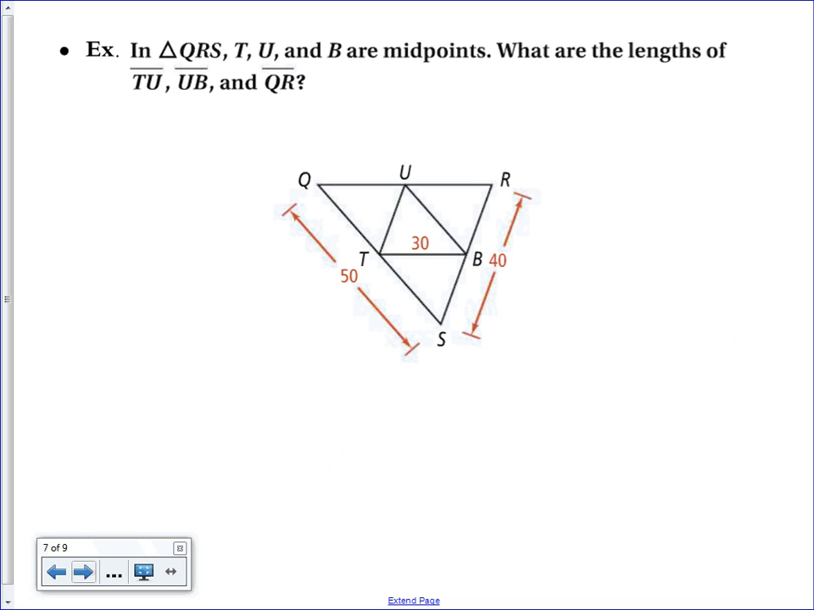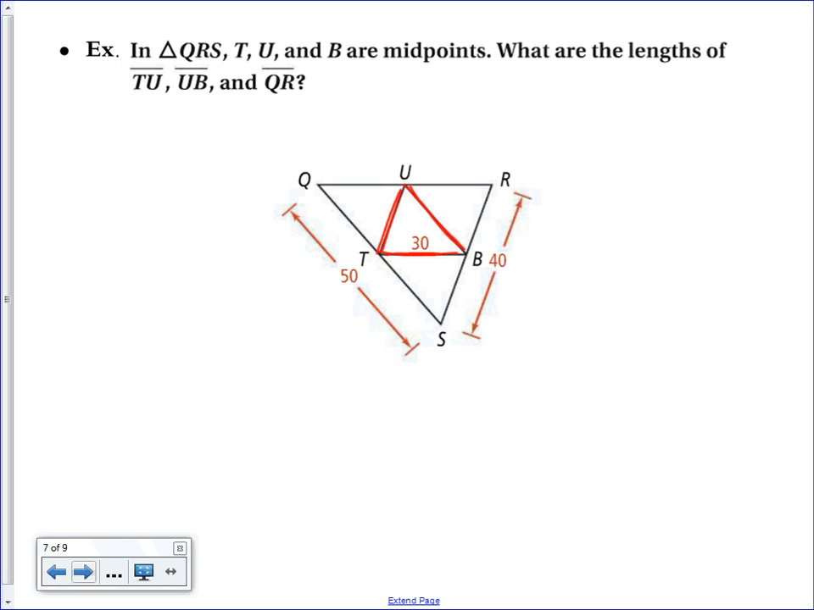We are given a triangle QRS, and then we're told that we have these midpoints T, U, and B. That means that all of the segments that connect T to U to B are the midsegments of this triangle. So like I showed before, every triangle has 3 midsegments. So the midsegments in QRS are segment TU, that's one midsegment, UB, that's another, and TB, that's another midsegment. What are the lengths of TU, UB, and QR is what it wants us to find. So we have enough information based on what they're showing us on the picture.